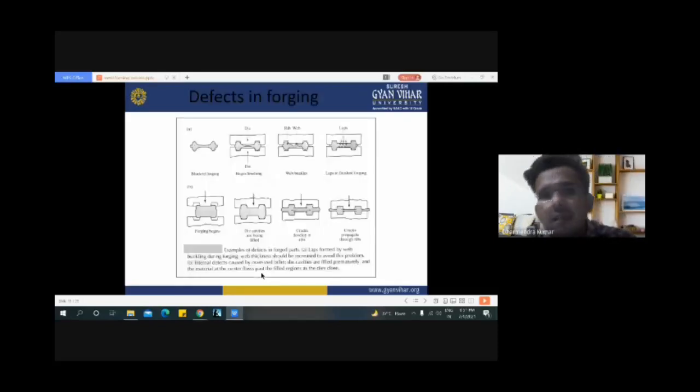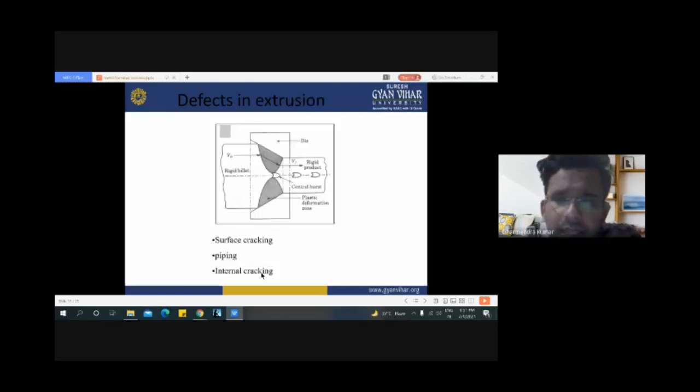Now these are the various defects commonly occurring in the forging process, like incomplete forging, wave buckles, laps in finished forging, die cavities not being filled, cracks developing in ribs, and cracks propagating through ribs. These are the defects in the forging process. Here are the three defects commonly occurring in the extrusion process: one is surface cracking, second is piping, and third is internal cracking of the finished goods.